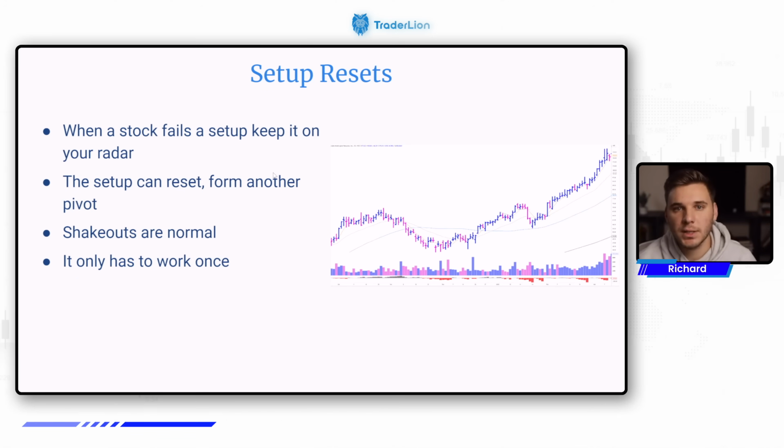Okay, so moving on to the last concept here of this video, let's talk about setup resets. What actually happens when a stock reverses, fails a breakout, and stops you out? Should you get angry, put it on a do not trade list? No, that's absolutely not what you should do.